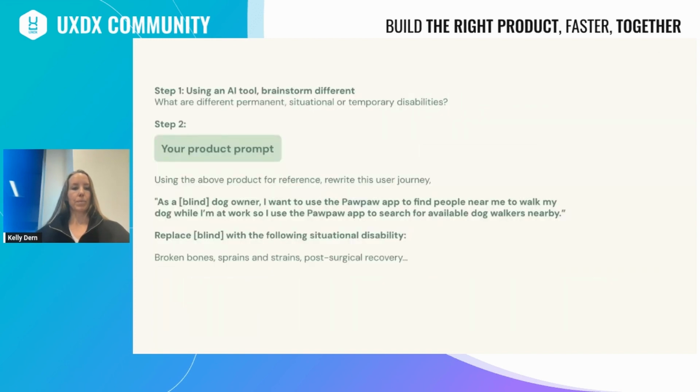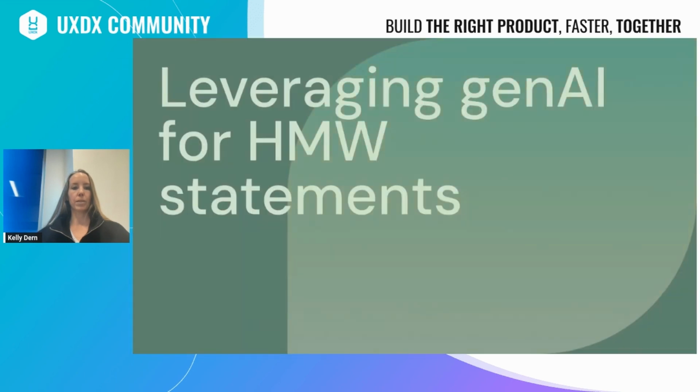For example, using a GenAI tool, ask what are the different permanent, situational, or temporary disabilities? Second step is your product prompt. And then using the above product for reference, rewrite this user journey, and then replace that dimension with the following situational disabilities. And it's the same process over and over again. If you do try this method, I would love to hear how it works for you. I've tried this on several teams and products, and it's been very helpful.